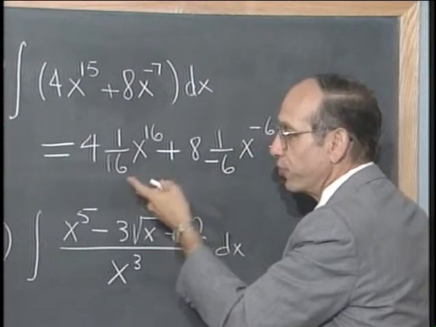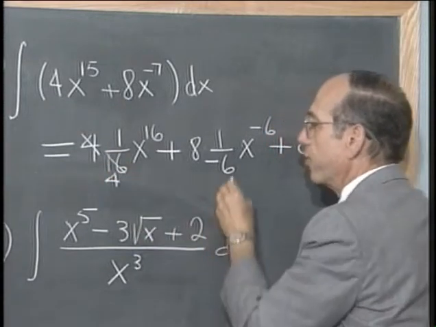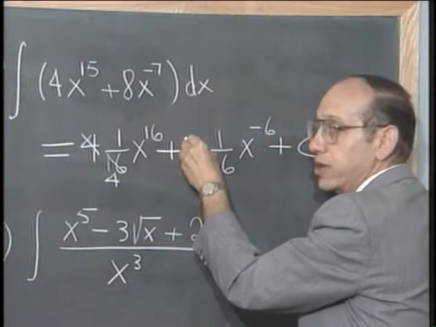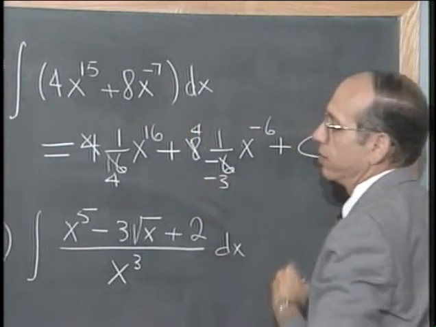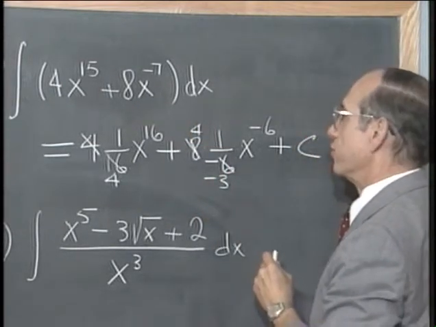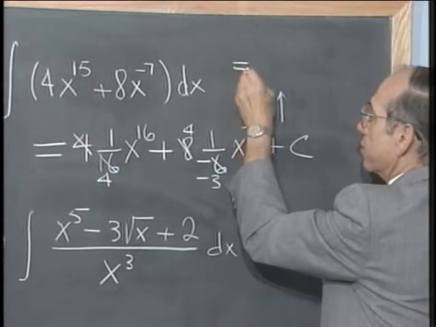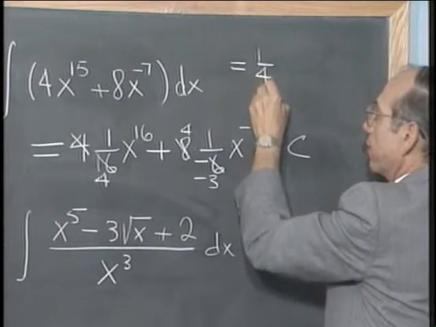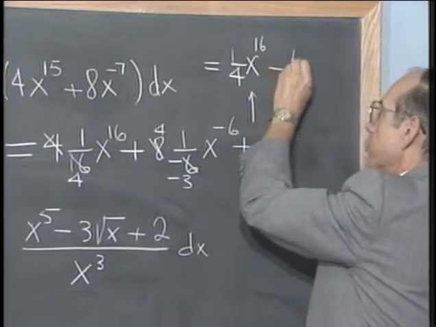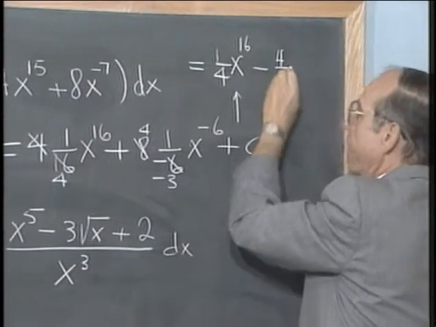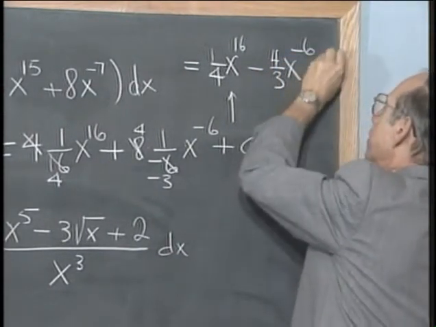Now this can be simplified. The fraction can be knocked down, so this is 1/4. And here we could divide by 2, making this 4 and this minus 3. And the final result, maybe I'll squeeze it up here for you, is 1/4 x to the 6th minus 4/3 x to the minus 6 plus c.